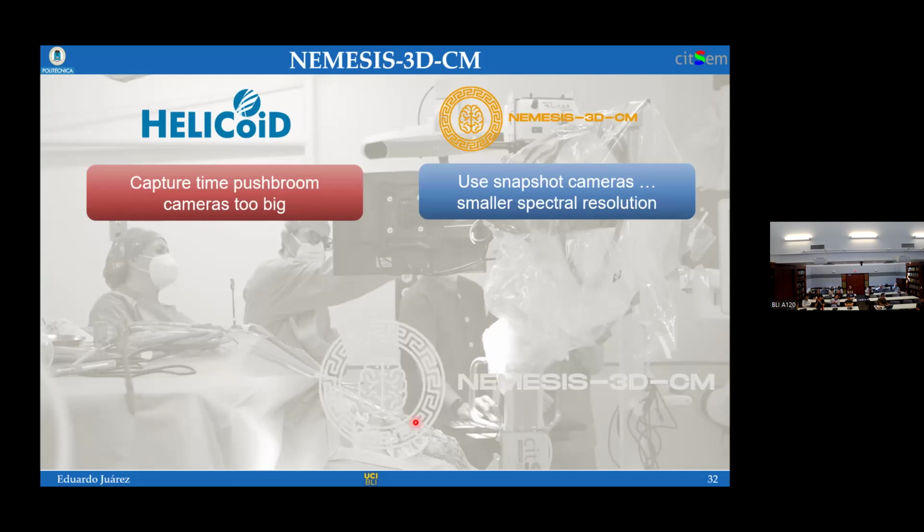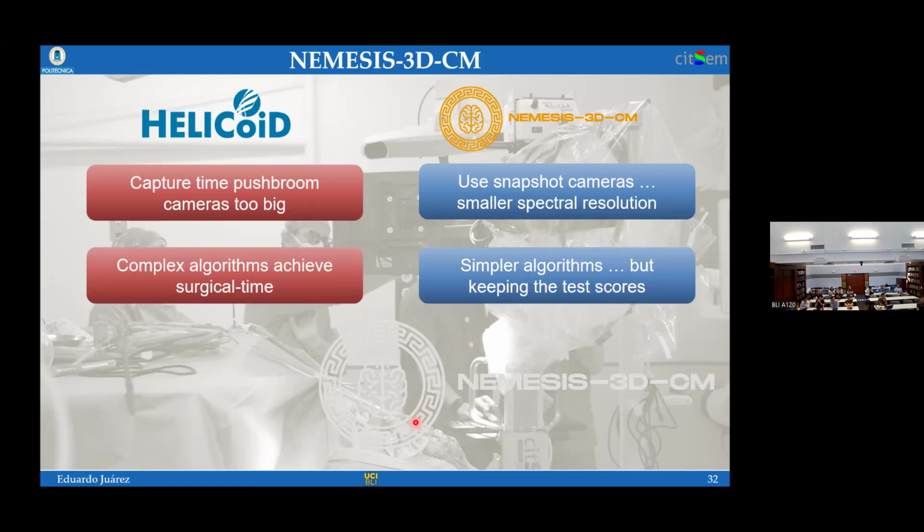But what happened with the snapshot cameras? They are good, but since we build the filters on top of the CMOS sensor, we have just a few wavelengths. And when I say a few, it's just 25 wavelengths compared to the 800. So we know that that's a drawback and something we have to especially look at if we want to have some performance.